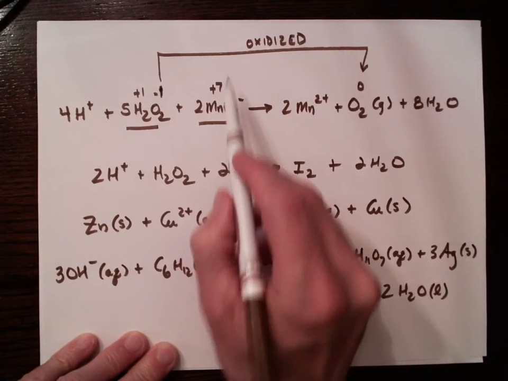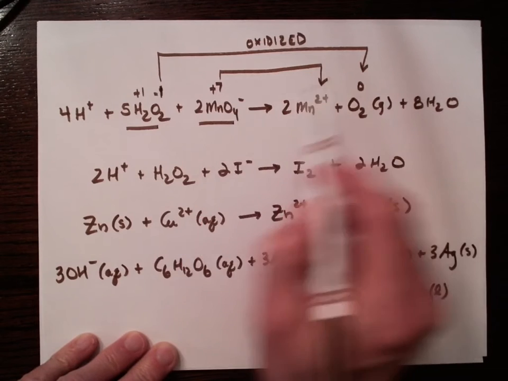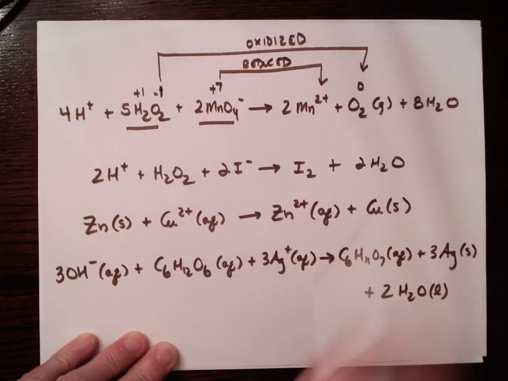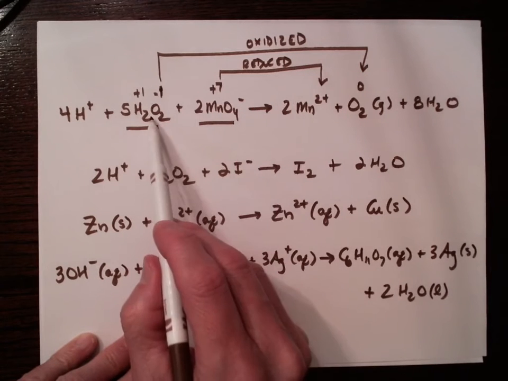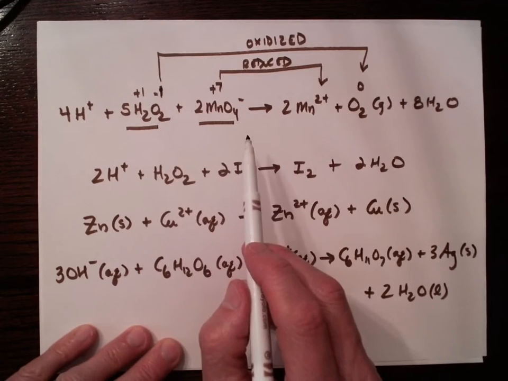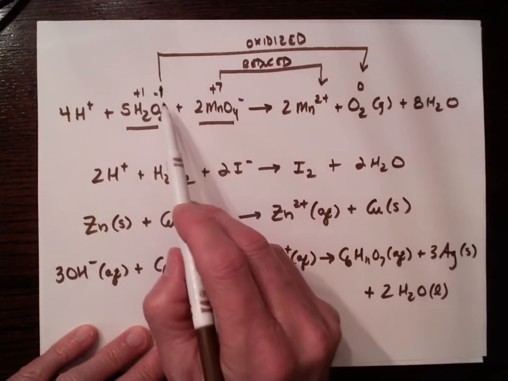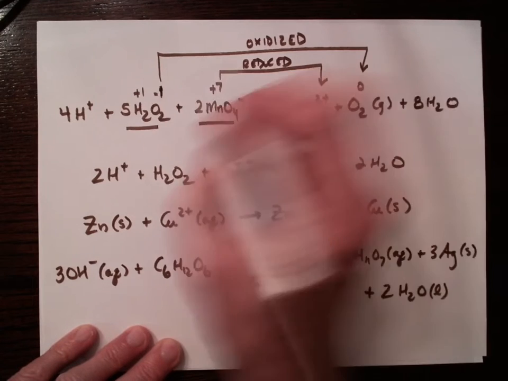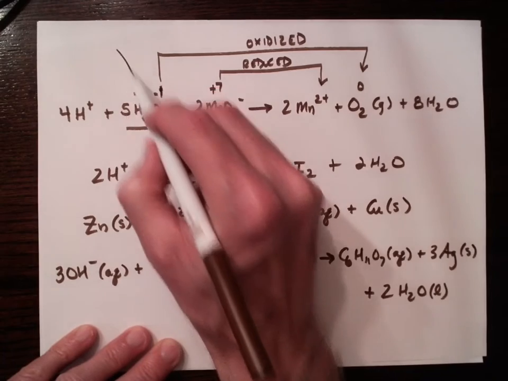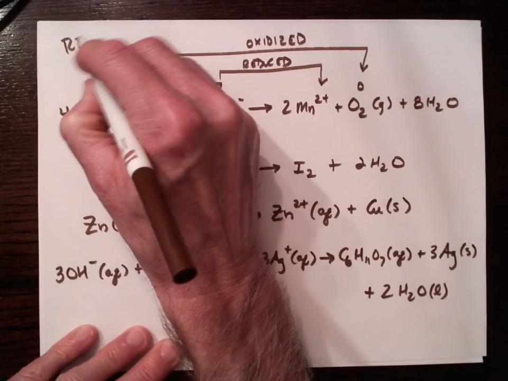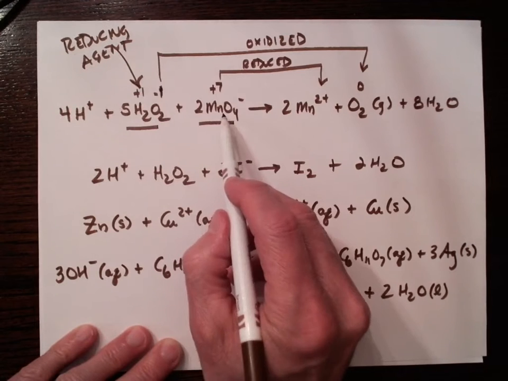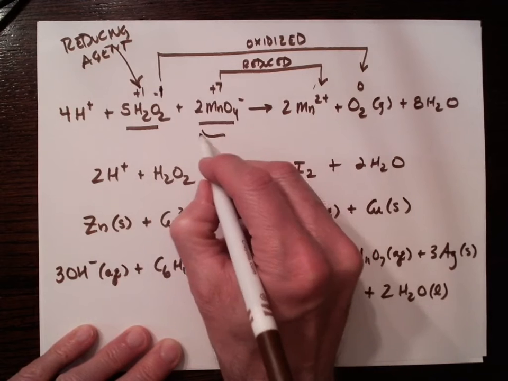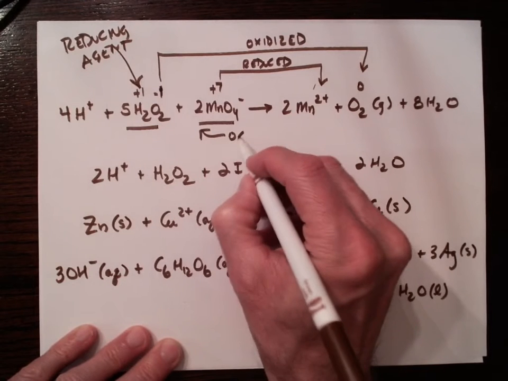On the other hand, the permanganate gets reduced to manganese 2+. And this should always be the case. Something gets oxidized, something else gets reduced. As I look at this, I'll notice that the hydrogen peroxide, which was oxidized, caused the reduction of permanganate. So hydrogen peroxide, which is oxidized, is going to be the reducing agent. And then the permanganate, which was reduced, caused the oxidation of the peroxide. So the permanganate is going to be the oxidizing agent.